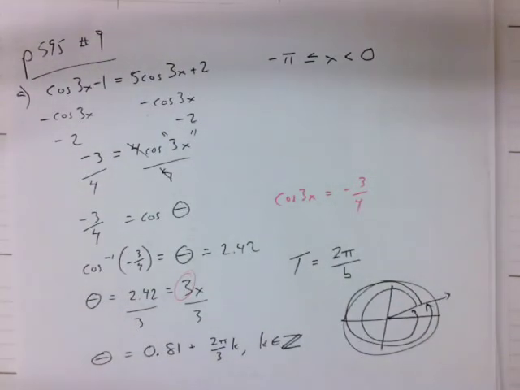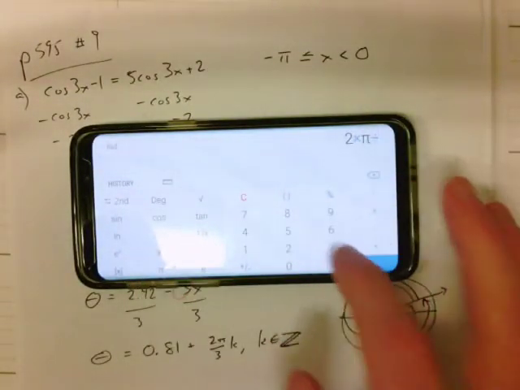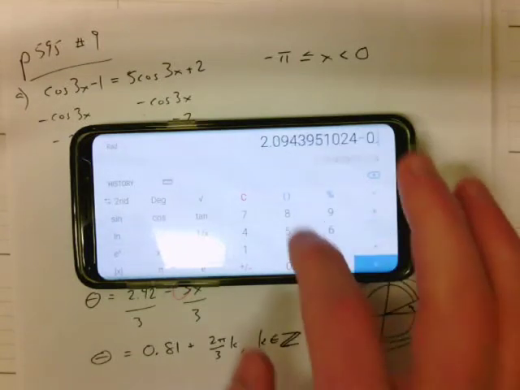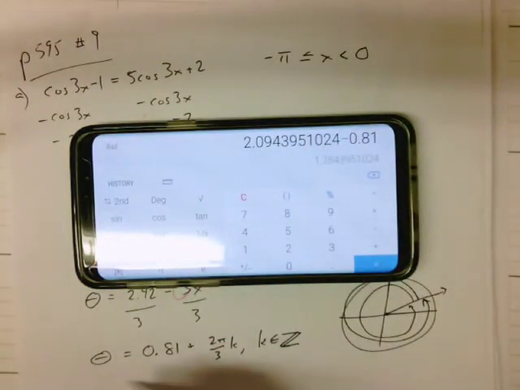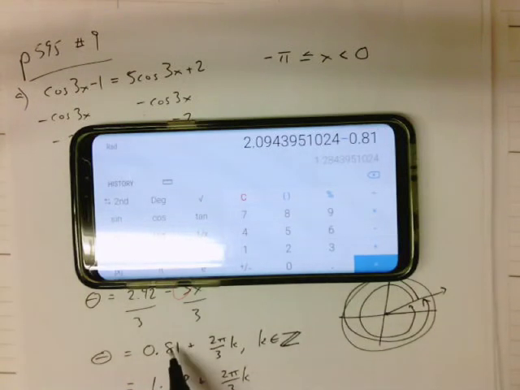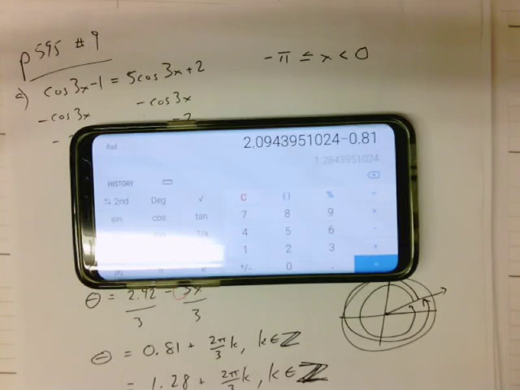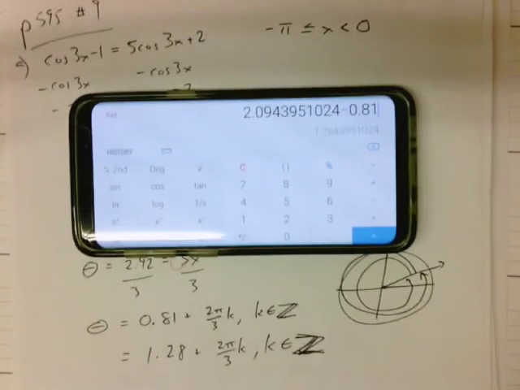The other thing I wanted to mention is because you have 0.81, normally you could say 2 pi minus 0.81. But here, 2 pi divided by 3 equals 2.09, minus 0.81 will give us 1.28, which is our other answer, plus 2 pi over 3 k. Normally we would just say 2 pi minus it, but we have to use the period that we were given. Hopefully that makes sense.